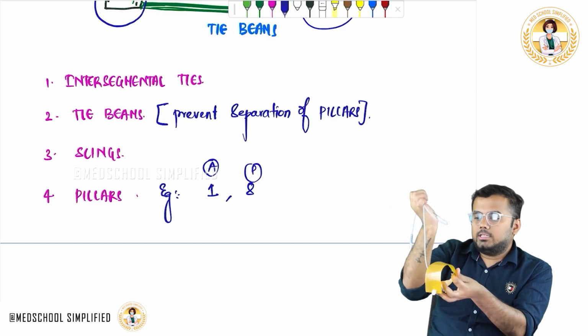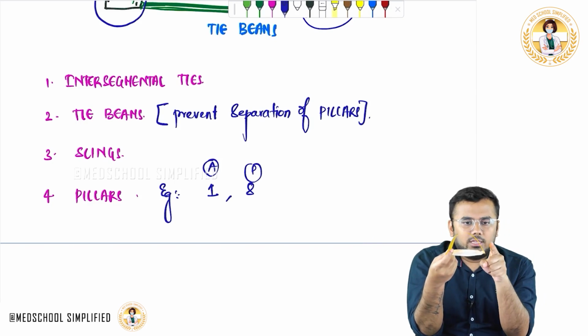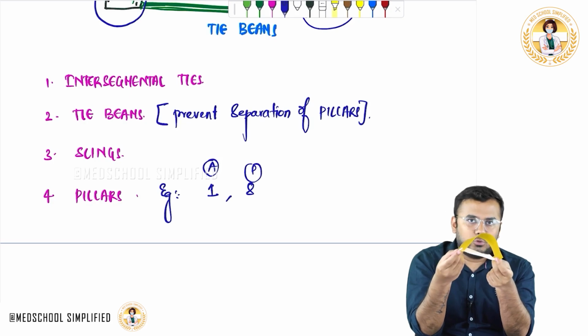Okay, so the next important thing, after the slings, is that this pole which you can see here is the anterior pole, and this pole is the posterior pole.